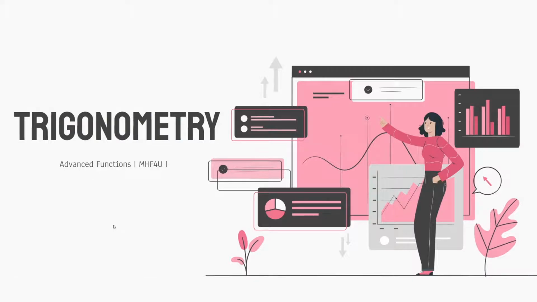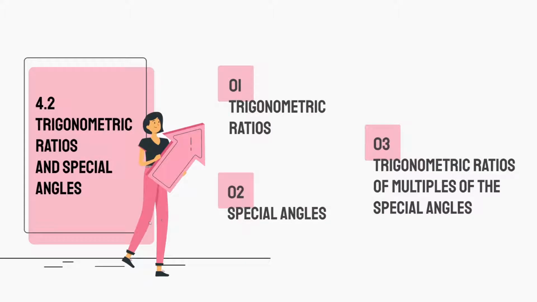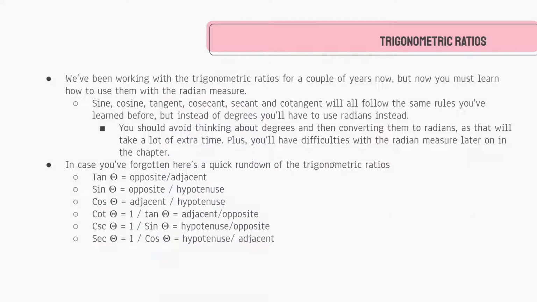Hello everybody and welcome to the second lesson of chapter 4 as part of the course for advanced functions. Today we'll be covering a new and old topic technically, which is the trigonometric ratios and special angles. Of course, we're going to be covering trigonometric ratios, special angles, and also trigonometric ratios of multiples of the special angles. So overall, this is just rather easy and simple stuff, but again, there's a little catch to it.